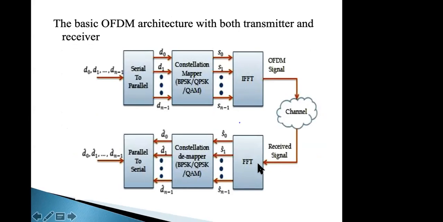So I use the FFT block to translate the data stream into the normal BPSK or PAM format. We pass it through a parallel to serial converter. Finally, we can estimate what we have transmitted, that is D0, D1 and D of n minus 1. So these are the principles as of now. Everyone knows what OFDM is.